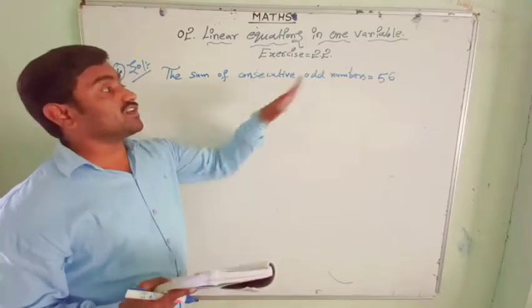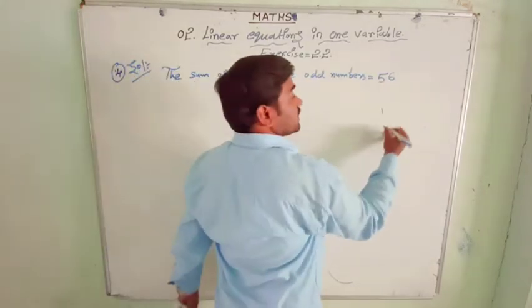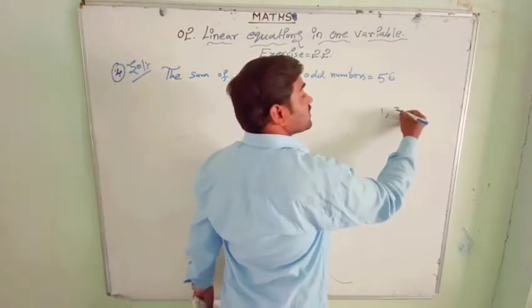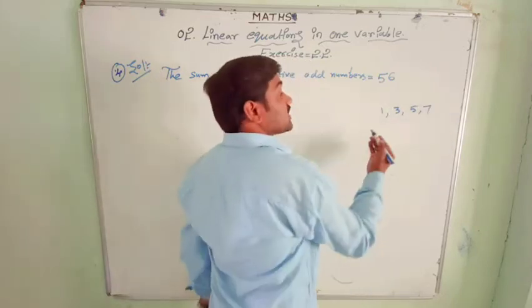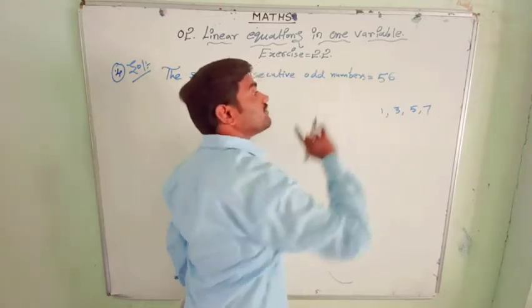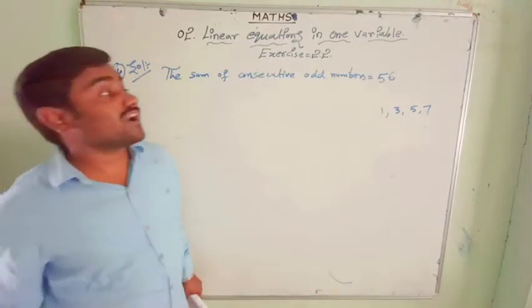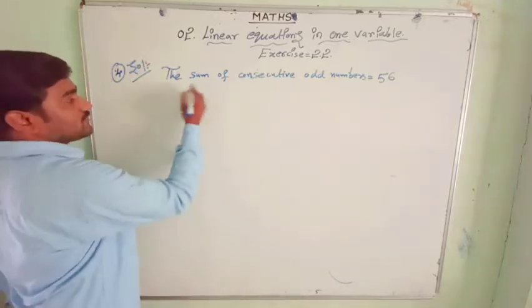So what is the meaning of consecutive? That means immediate numbers. So if one is here, the consecutive odd number is 3, the next consecutive odd number is 5, the next is 7. These are the consecutive odd numbers. The sum of two consecutive odd numbers is 56. So what are those numbers we need to find out? Let us find out the consecutive odd numbers here.